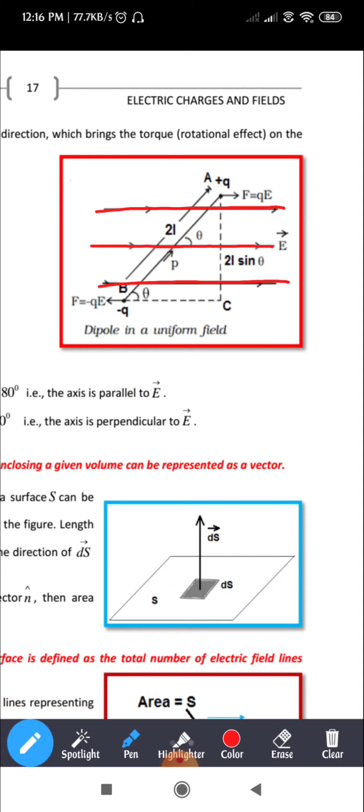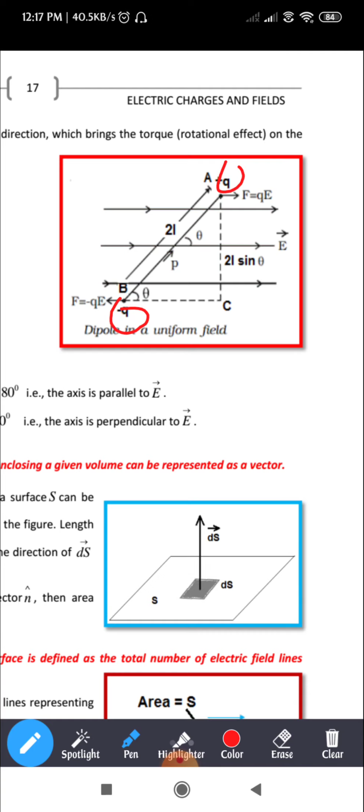Next, what we have done is we have placed an electric dipole. As you can see here, this electric dipole makes an angle theta with the electric field. As you know, in an electric dipole you have one positive charge and one negative charge. At point A there is a positive charge and at point B you have a negative charge. The 2L represents the distance between the charges of the dipole.